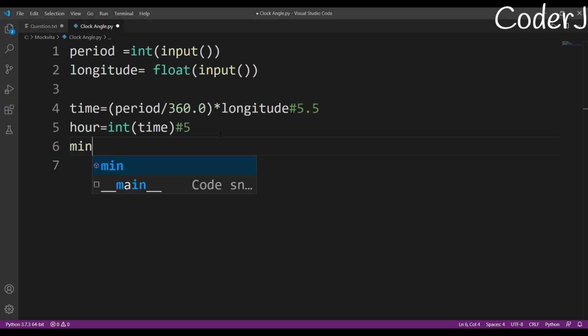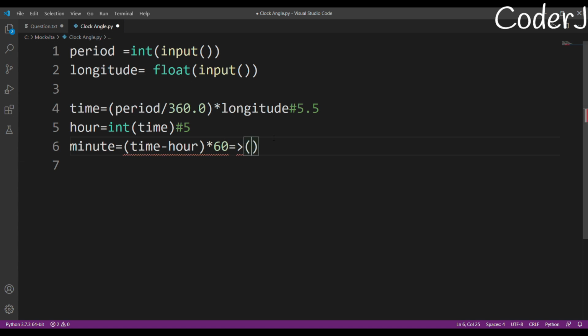Now what about my minute? How do I calculate my minute? It's very simple. What you need to do is take this time minus your hour, into 60. This will give you your minute. Pretty simple, right? Time will be 5.5. 5.5 minus 5 will give me 0.5. 0.5 into 60 will give me 30. So my minute will become 30. Okay, great. Now I have my hour, I have a minute.